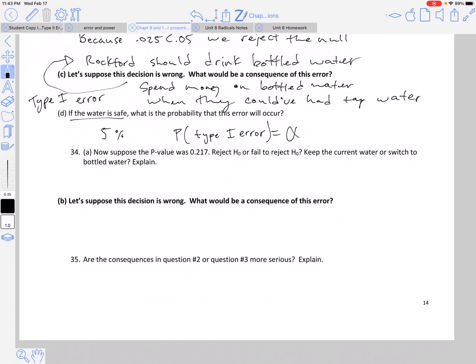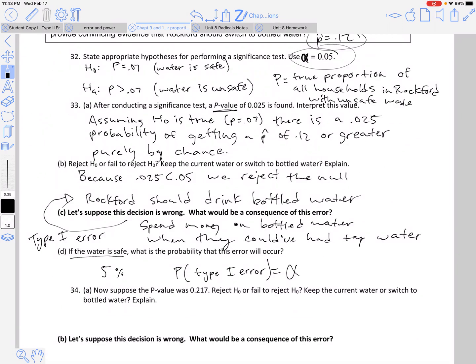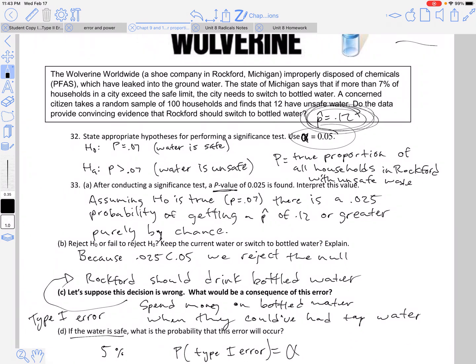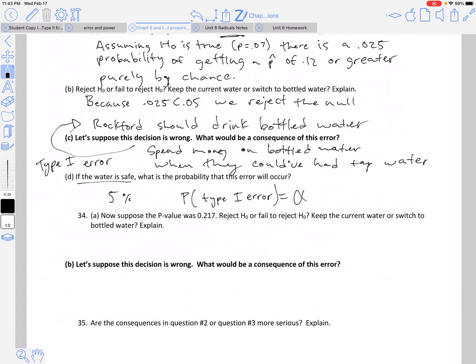Alright, so look at 34. Now suppose that our p-value is actually 0.217. So think of what our p-value means again. It's the probability that we would get this statistic right here, right? That this person, the 12 out of 100, that, you know what, there's not really 12%. You just found this sample randomly by chance, there was only 7%, but in your sample you got 12, right? So remember, our p-value is the probability that we got that sample by chance.